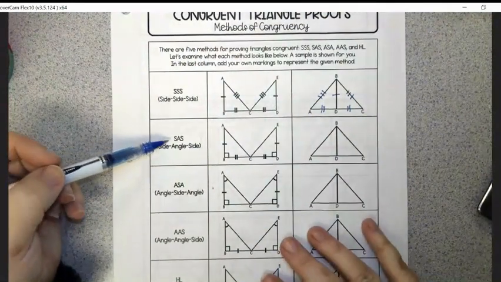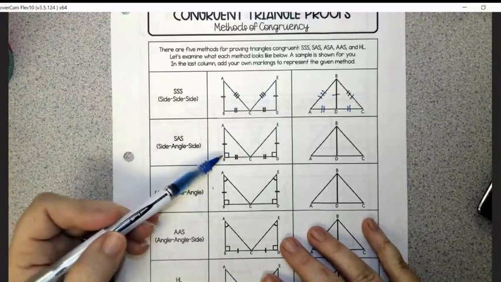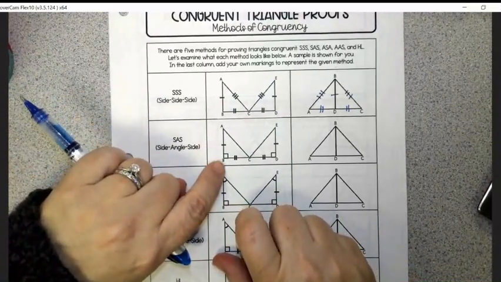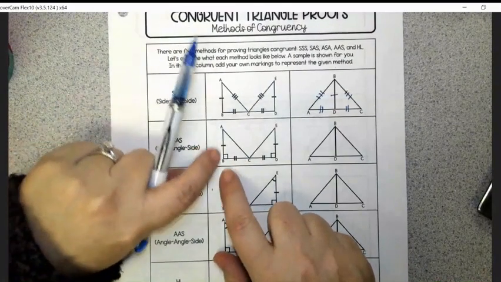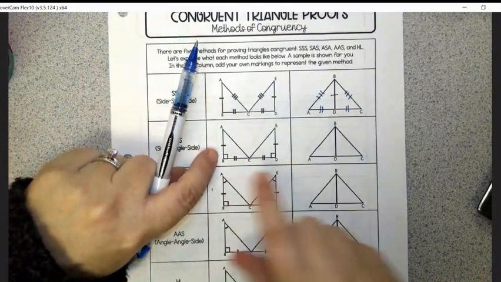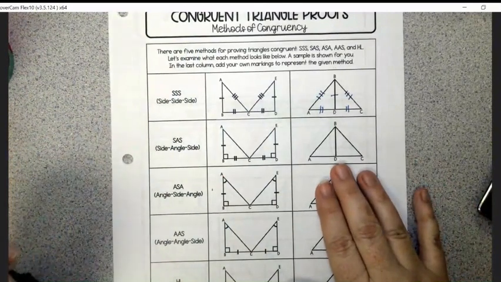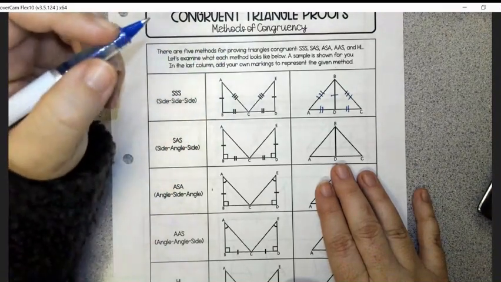So the next one is called side angle side. So you're going to have 2 sides, and then the angle has to be between the 2 sides. It has to be included between the 2 sides. Okay, so over here, let's do the same thing. You make some markings and see if we have the same answer.